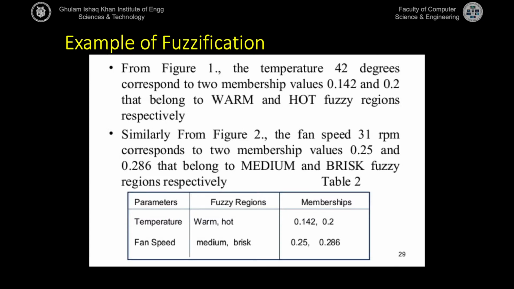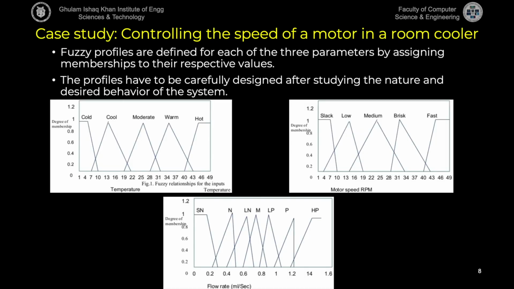So here it is. From the first figure, where we are trying to see the crisp values converted to fuzzy set values using the temperature: the temperature of 42 degrees corresponds to 2 membership values, 0.142 and 0.2, for the warm and hot fuzzy regions respectively. So let's go back and look at the first figure. In the first figure, we can see that for a temperature of 42 degrees on this graph, it corresponds to some value on the x-axis for hot and some value for warm. By taking a cross on this, let's say 42 degrees cuts at this point, which is 0.2 or 0.143, whatever, and then it's at a much higher value for hot, which is around 0.4. Let's say these are the membership values for the temperature of 42 degrees.